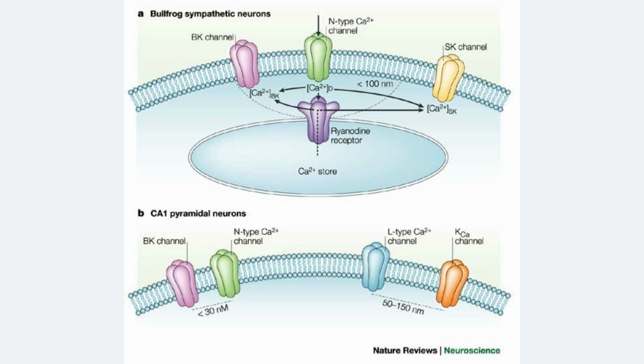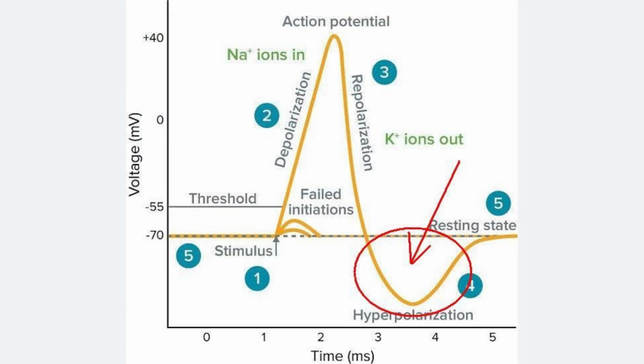Now, the AHP is essentially a hyperpolarization that follows the spike and raises the threshold for a short time. This corresponds to the relative refractory period that we discussed previously, during which a stronger stimulus is needed to fire another spike. By hyperpolarizing the membrane, K+ or potassium channel activity limits the firing rate, and it helps neurons to reset after each spike.